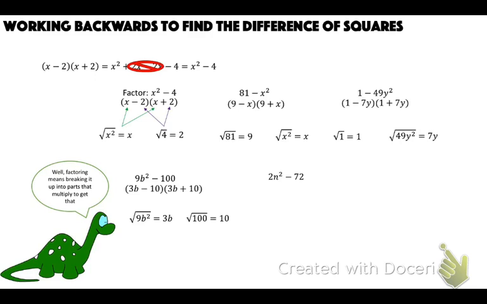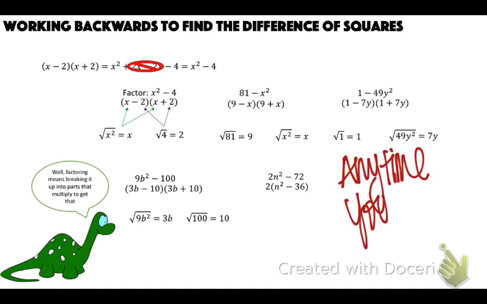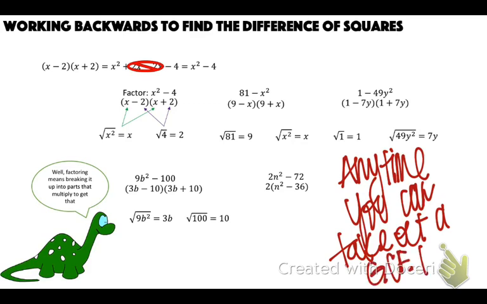2n squared minus 72. So notice something here. There is a GCF that we can take out. So 2 can be taken out of 2n squared, and 2 can be taken out of 72. So anytime you can take out a GCF, take it out. I feel like I need to write that down. I wish I would have. So anytime you can take out a GCF, do it. Okay, write that down. Anytime you can take out a GCF, do it. Okay?